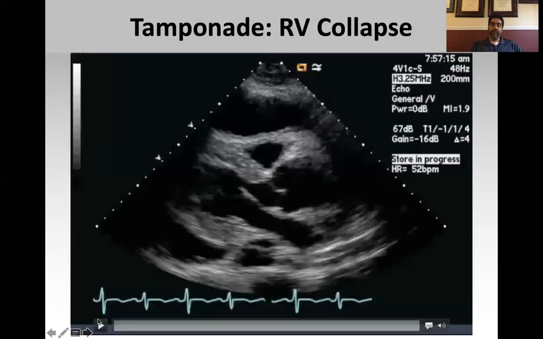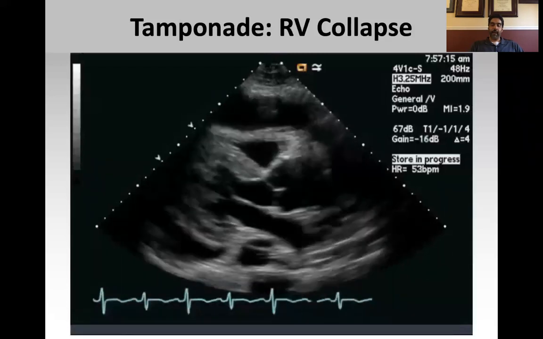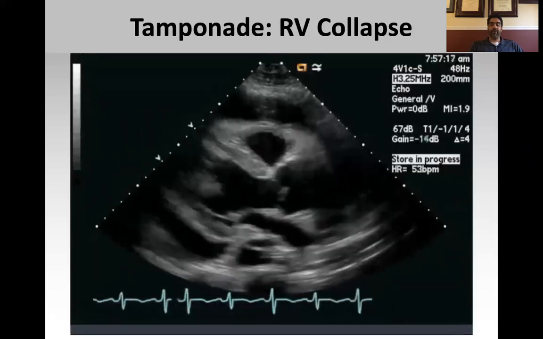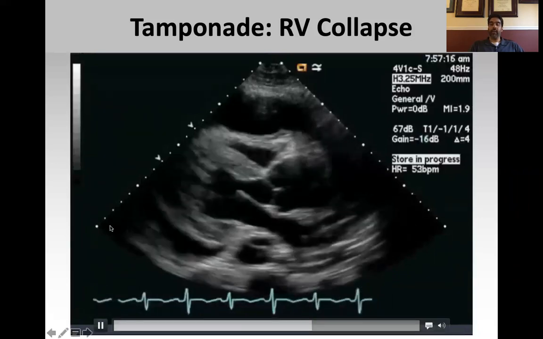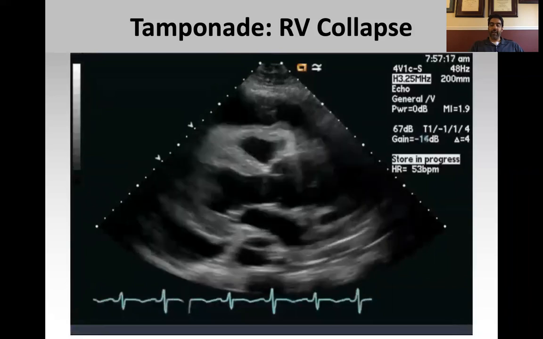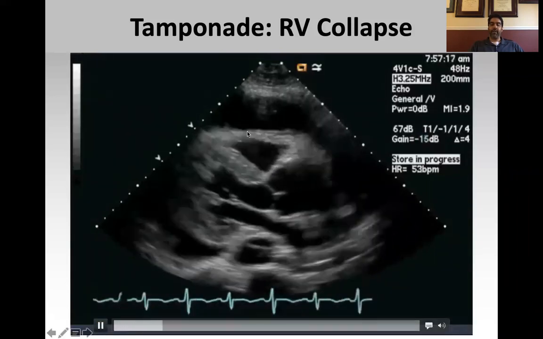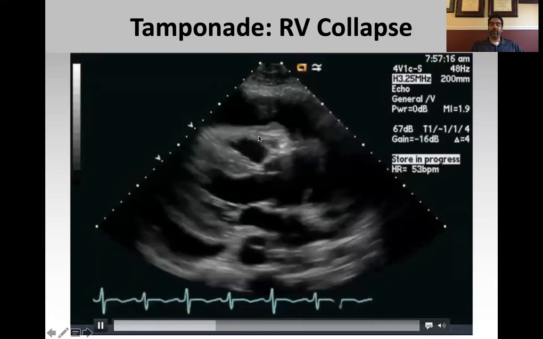Okay. Here's an example of diastolic collapse of the RV. Turns out the parasternal long axis view is actually a really good view to assess for tamponade physiology, to assess for diastolic collapse of the RV. And the reason for that is, like I mentioned, the RVOT is the part of the RV that's most susceptible to collapse.